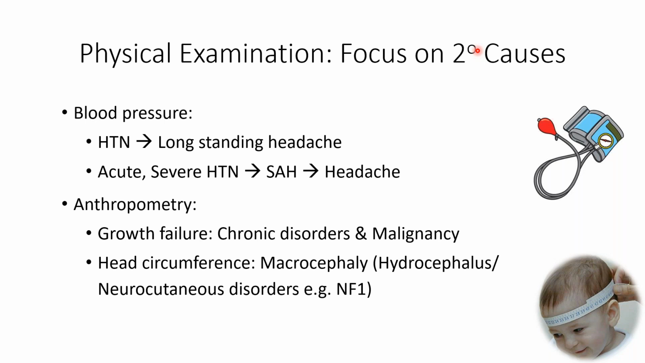We need to do the anthropometry properly. We need to assess for growth failure, which may be associated with chronic disorders and malignancies. We need to assess the head circumference, because if there is macrocephaly, the child may have some associated disorders which may be identified on that basis, say neurocutaneous disorders, such as neurofibromatosis, or hydrocephalus.